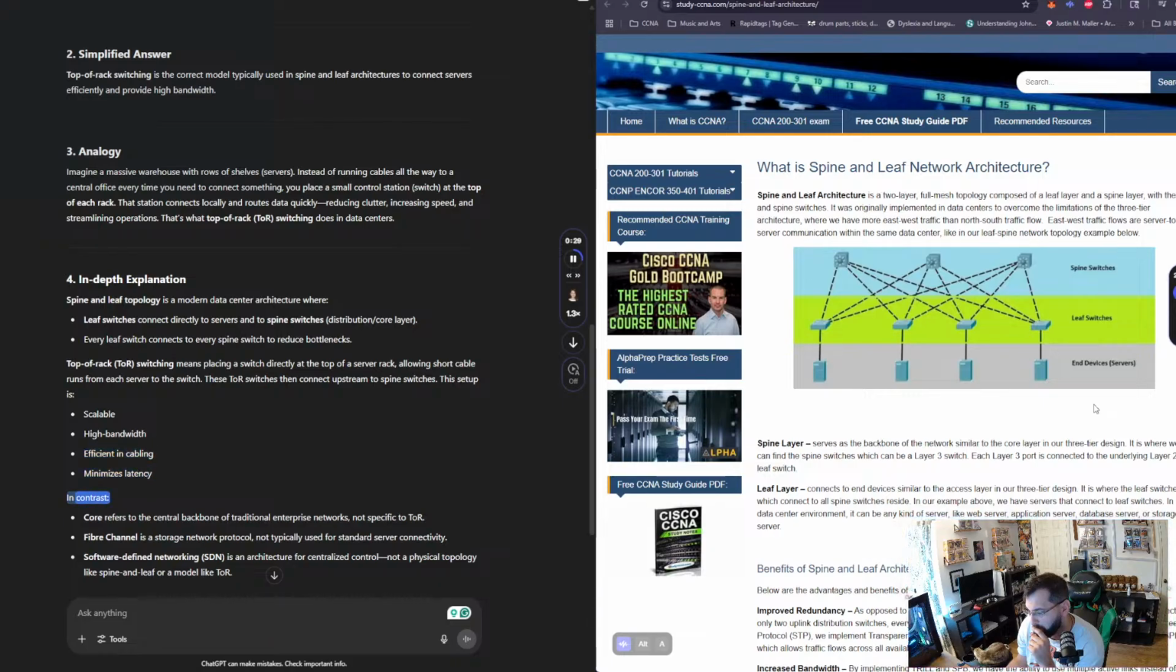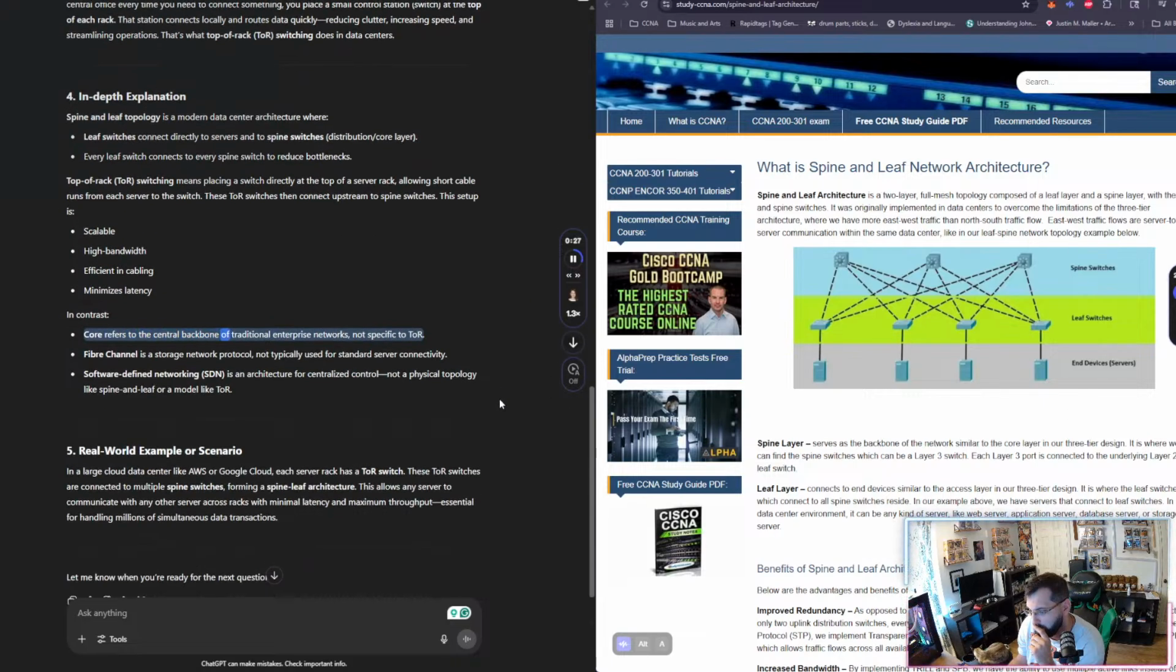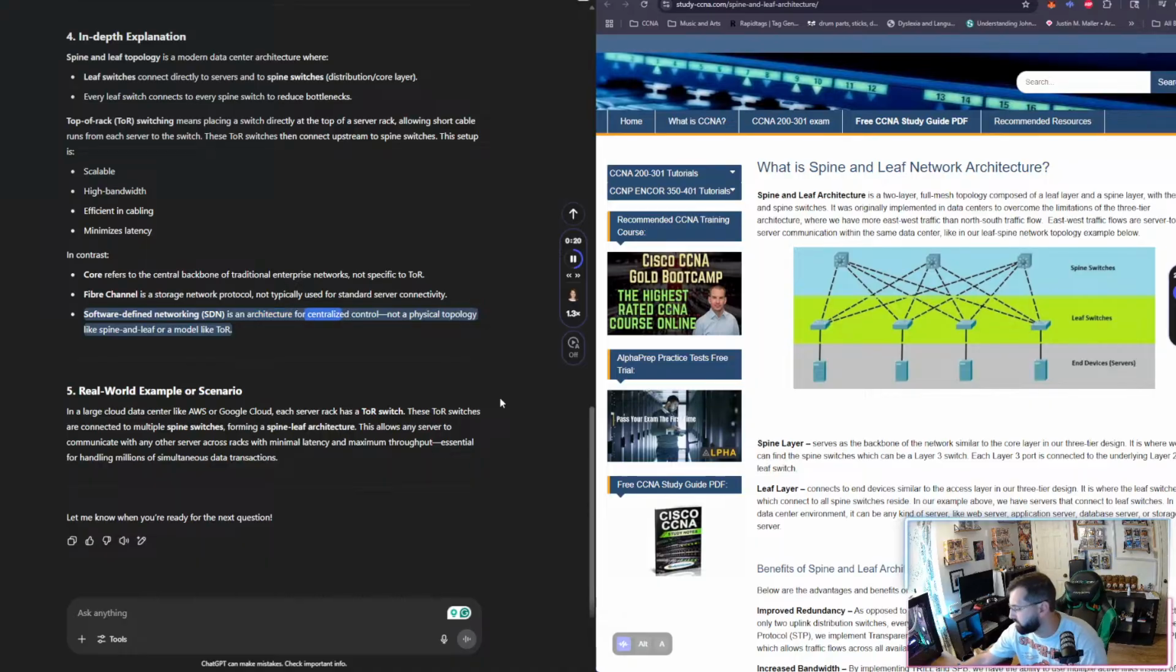In contrast, Core refers to the central backbone of traditional enterprise networks, not specific to ToR. Fibre Channel is a storage network protocol, not typically used for standard server connectivity. Software-defined networking (SDN) is an architecture for centralized control, not a physical topology like spine and leaf or a model like ToR.